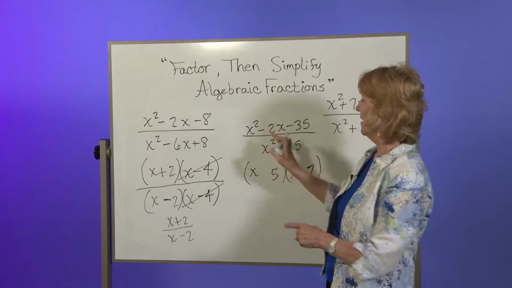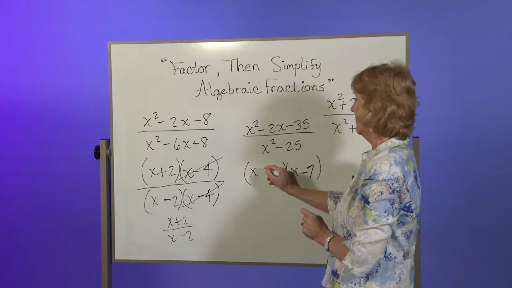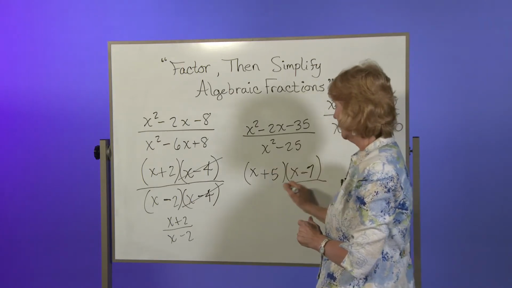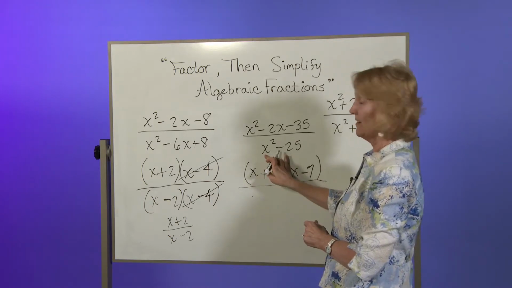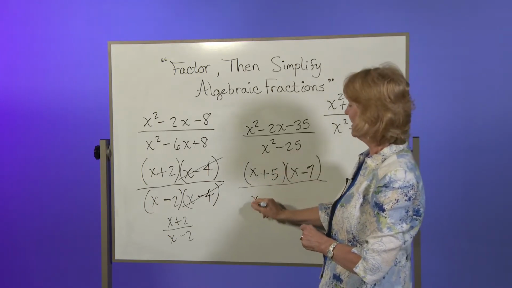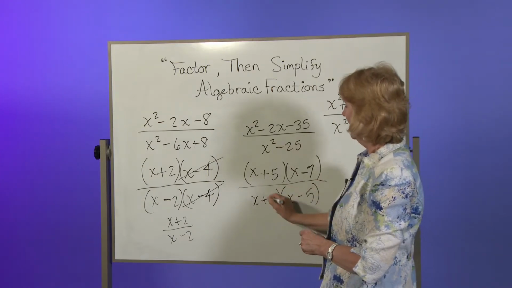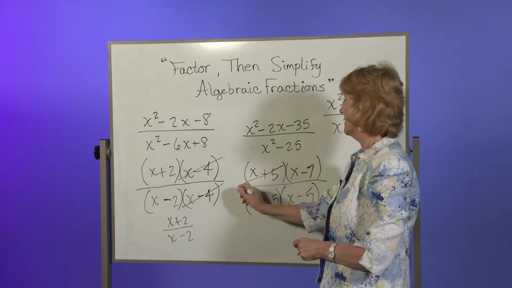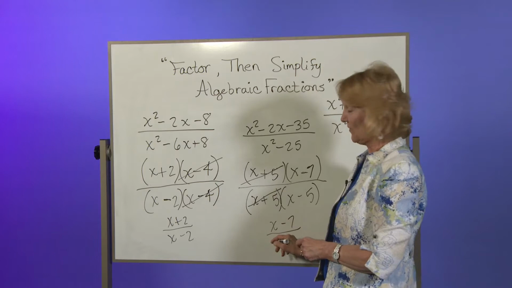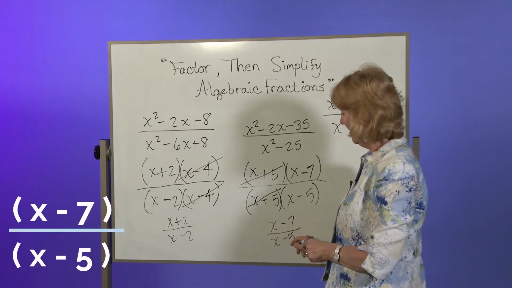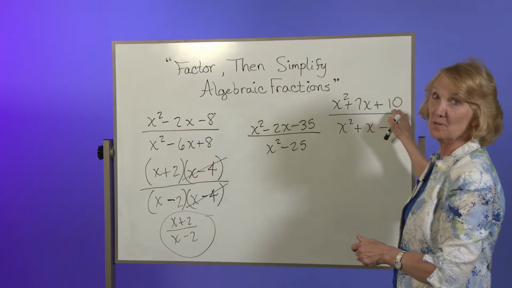You look here, the bigger of these two numbers has to have this sign, and the other number has the opposite sign. This in the denominator is a difference of squares, a square minus a square. So it's going to be x plus 5, x minus 5. Okay, then these factors drop out. Our final answer is x minus 7 over x minus 5. And then you're done.